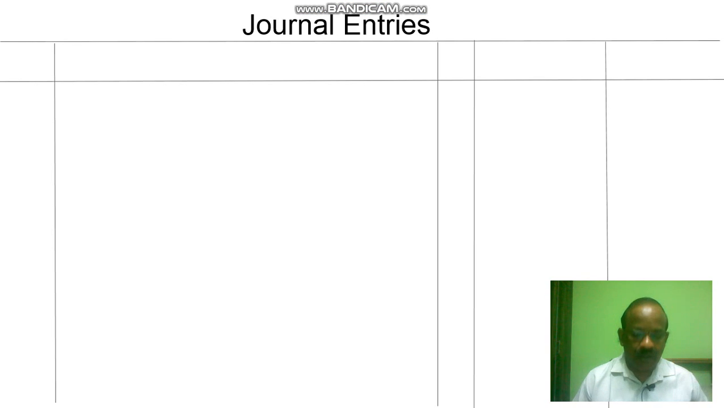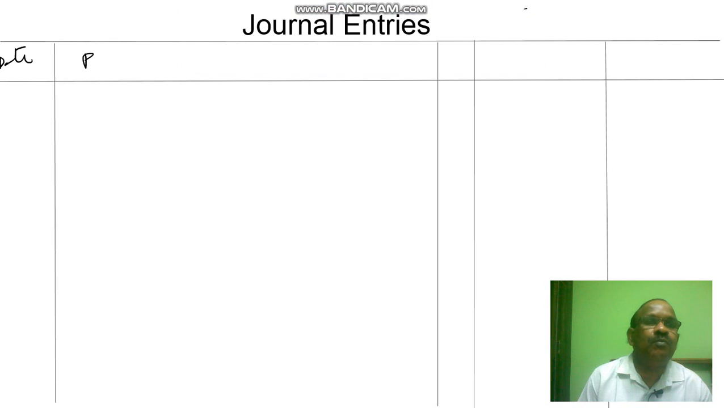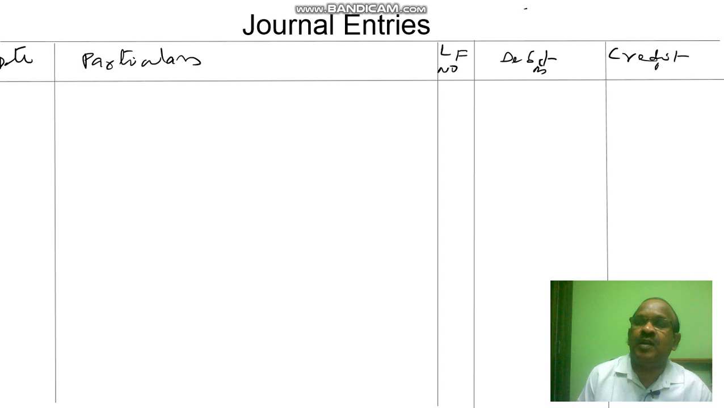First of all, we prepare the general entries. I wish to change the color of ink to black. Date, particulars, LF number, debit rupees, credit rupees. So first of all, Harish brings the capital of 2 lakhs.